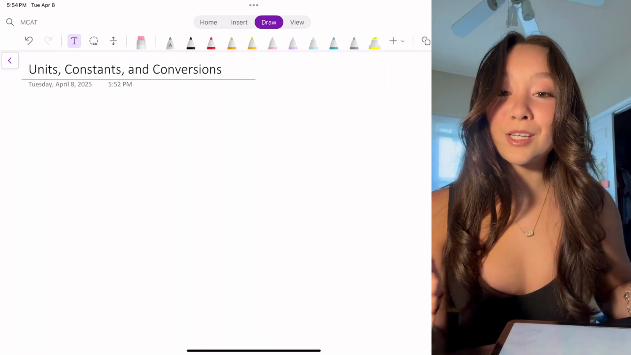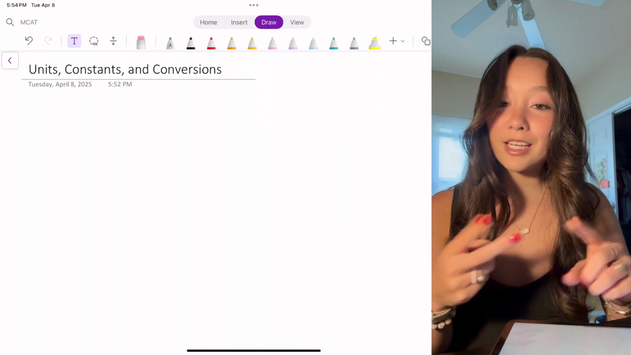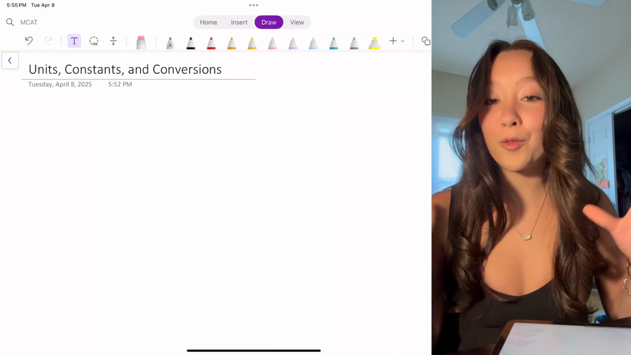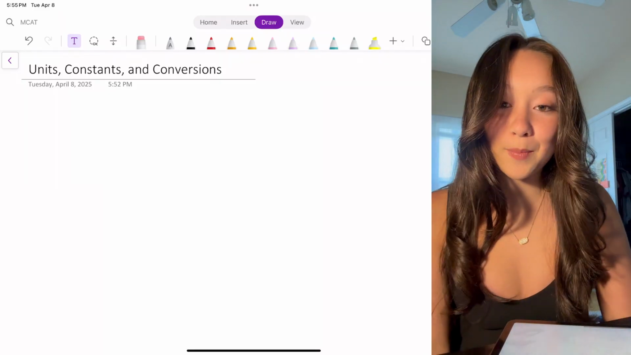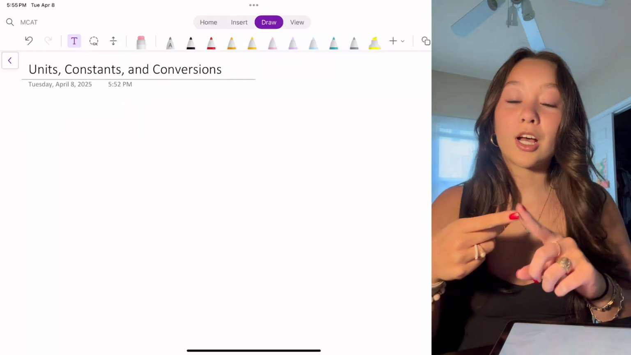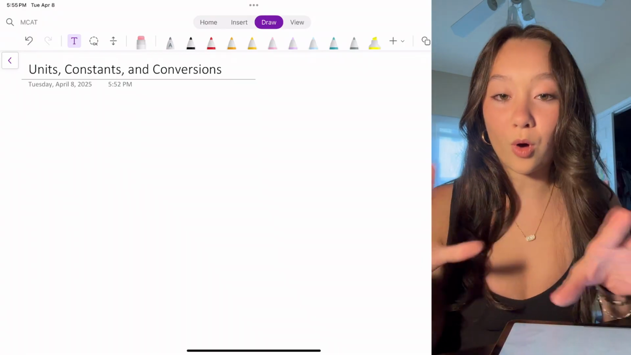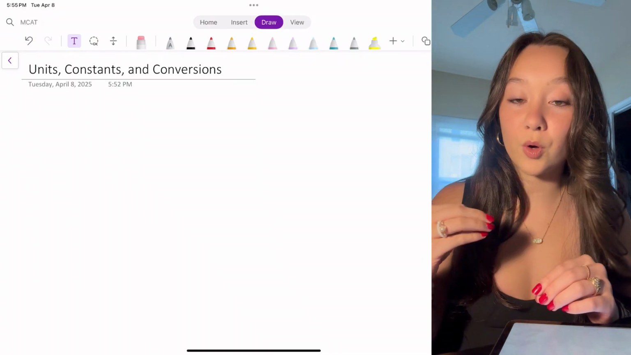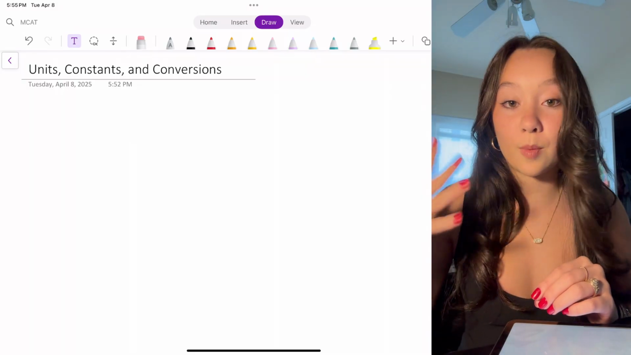Hello, today we are going to talk about all the different units, constants, conversions, prefixes, and stuff like that, all the basics that you're going to need to know for the MCAT. So we're going to go over the SI units and prefixes such as tetra, giga, mega, pico, what all of those mean, and then we're going to go over different constants that you're going to need to know, like the speed of light, Avogadro's number, stuff like that.